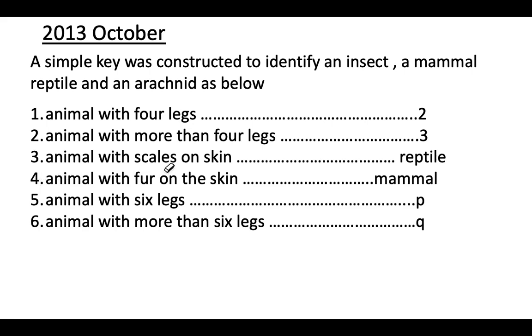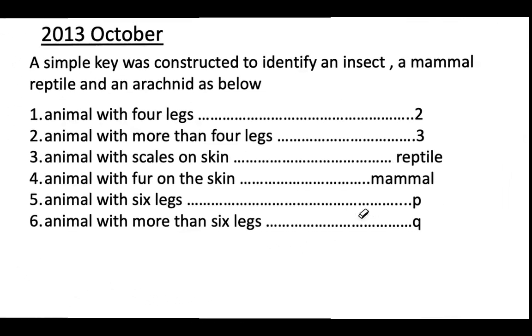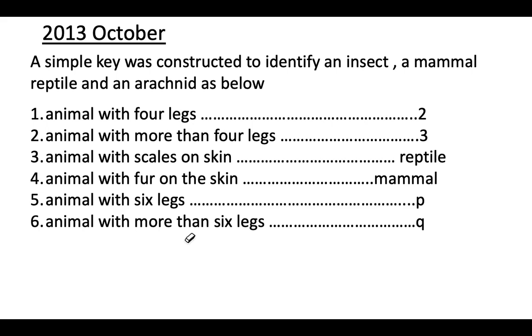Animal with the scales on the skin. That animal is a reptile, because when you have an animal with scales on the skin, that's a reptile. And then an animal with fur on the skin is a mammal. And then animal with the 6 legs. If you can recall, an animal with 6 legs is an insect. An insect should have 6 legs. And then we have animal with more than 6 legs. More than 6 legs, we can see an arachnid. An arachnid has a total of 8 legs.